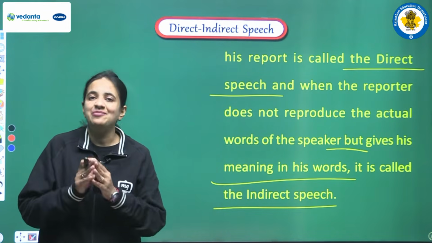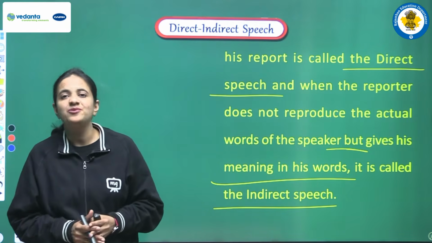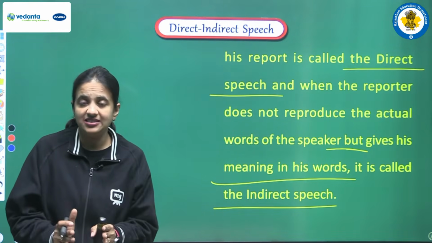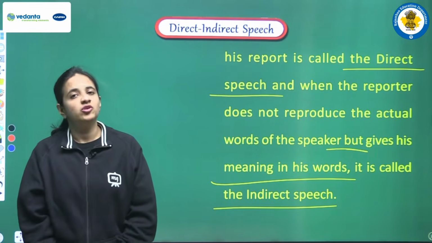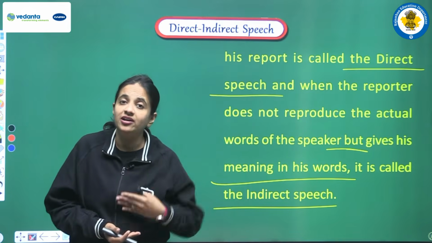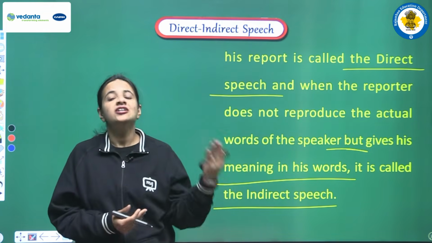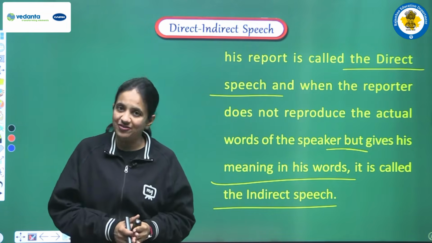One more time I am repeating this thing, one more time I am trying to explain the difference between direct and indirect speech. So students, listen very carefully because this is very important, and from here we will start our topic. So this is the first important thing that we have here.